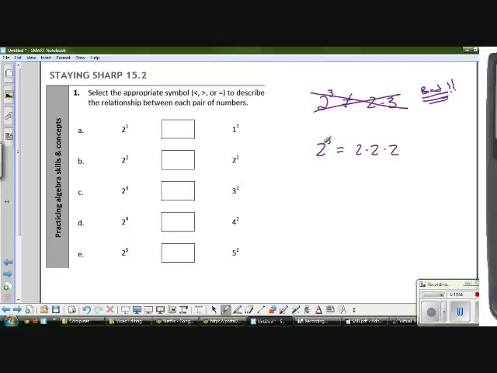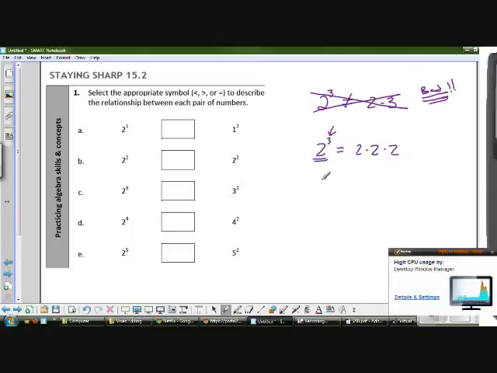So if I'm looking at like 5 to the fourth power, this same thing is 5 times 5 times 5 times 5. Bigger number times itself that many times. If I'm looking at x to the third power, this is x times x times x. If I'm looking at b to the second power, this is going to be b times b. Don't freak out, that's all it means.